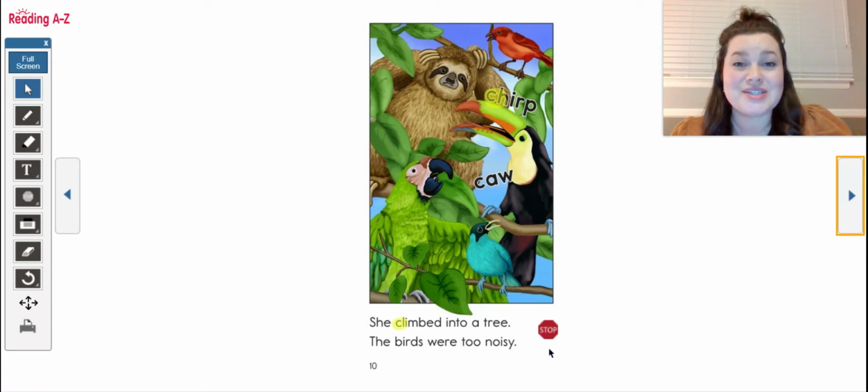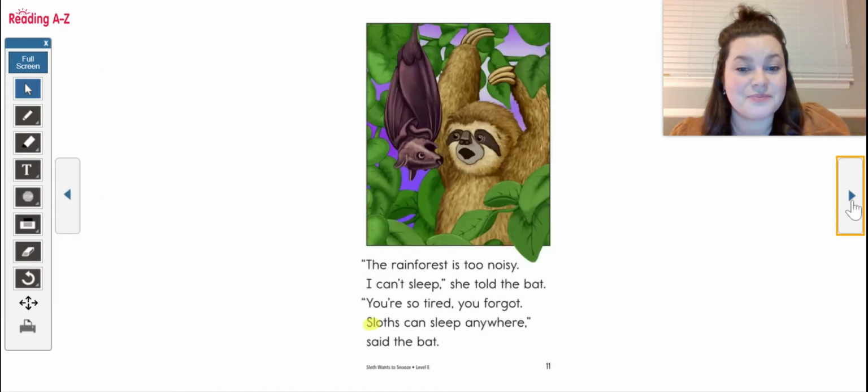What problem did you say that Sloth has? I think that her problem is that she's trying to find a place to sleep, but everywhere she goes is too noisy. So let's find out how she's going to solve her problem on the next page.